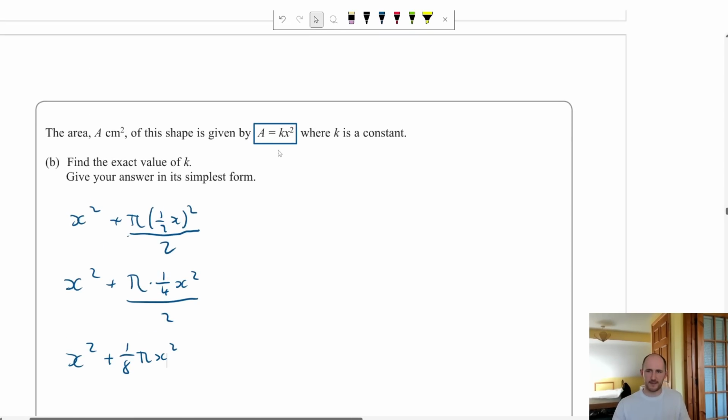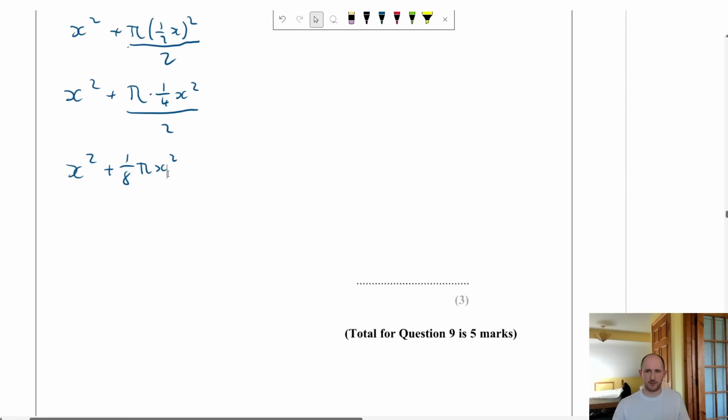So we want to find the exact value of k, so all they've done is factorize out x squared. So we'll have 1 plus 1 over 8 pi, because 1 times x squared will give me x squared, and 1 over 8 pi times x squared will give me 1 over 8 pi x squared. So that's all they've done, and this thing here is our value for k.